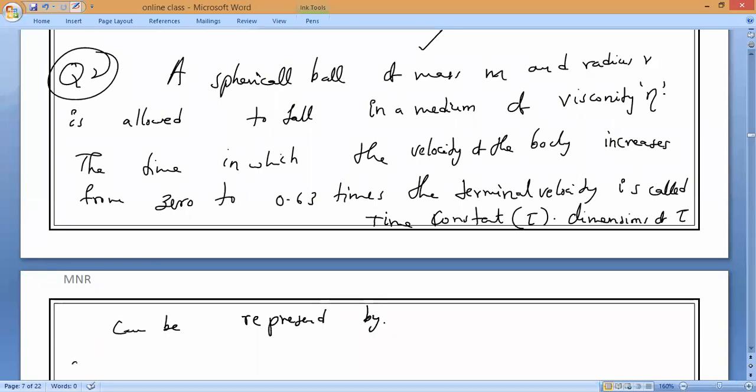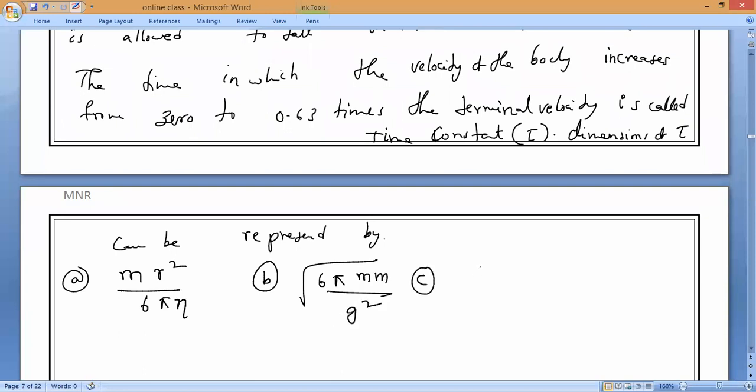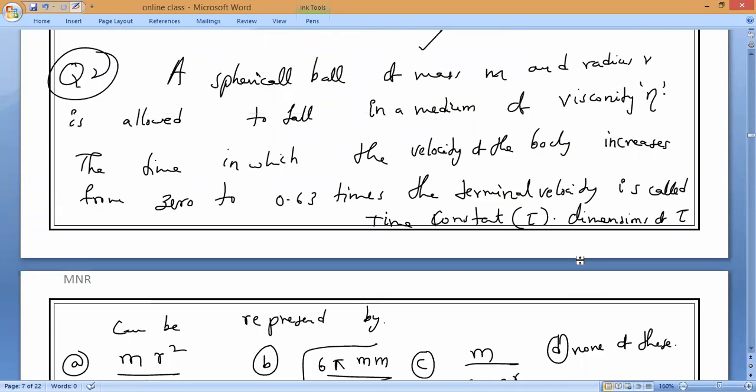So options. Option A: m r square by 6 pi eta. Option B: root of 6 pi m into m divided by g square. Option C: m divided by 6 pi eta r. Option D: none of these. So let us read the question, all of you. You need not understand the concept, like what is eta, terminal velocity and all. Just read the question, that's what we want.